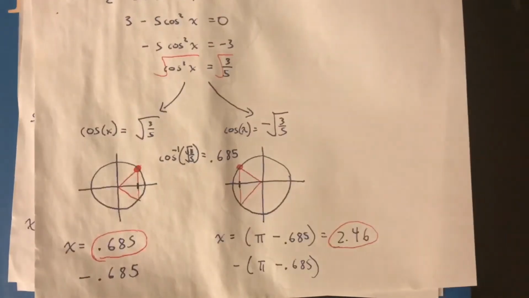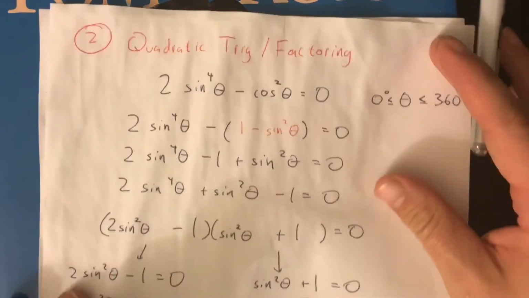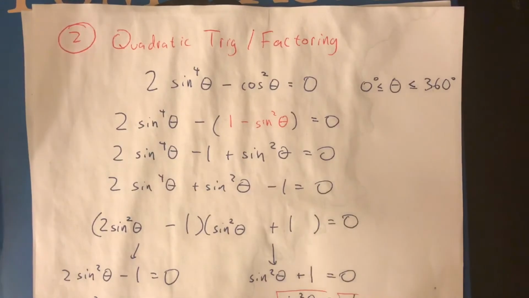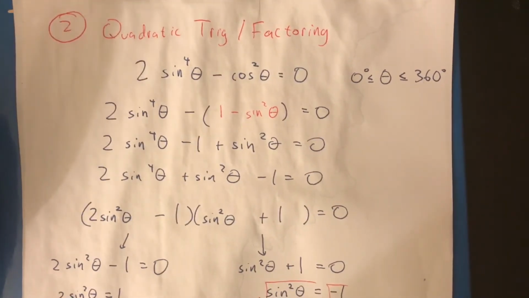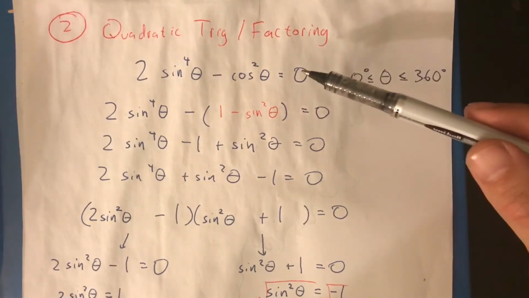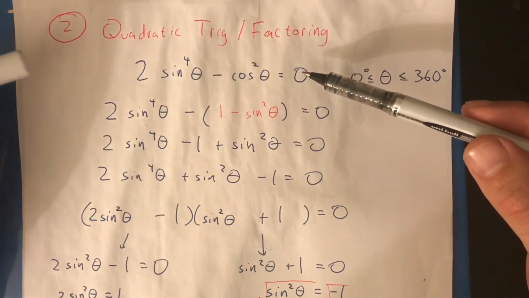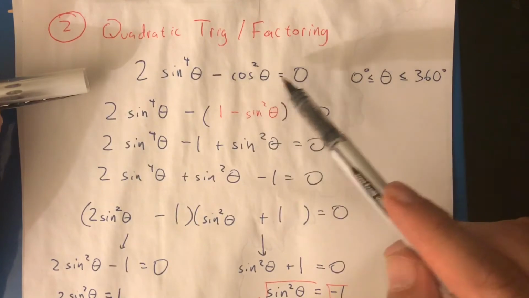All right, let's move on to the second strategy, which is we're going to treat this thing like a quadratic. We're going to solve through factoring. So if you watched the previous video on proving trig equations, this is how we ended up in one of the problems. So this is how we solve it. 2 sine to the fourth minus cos squared equals 0.